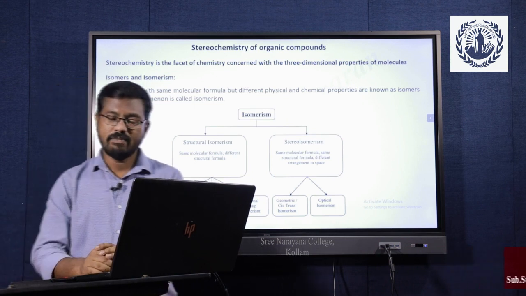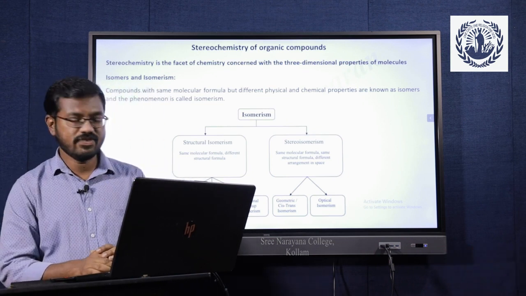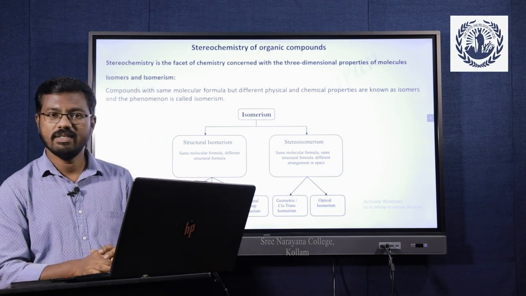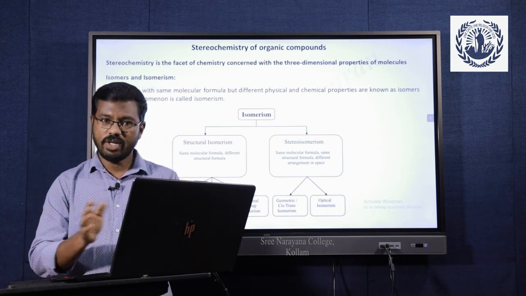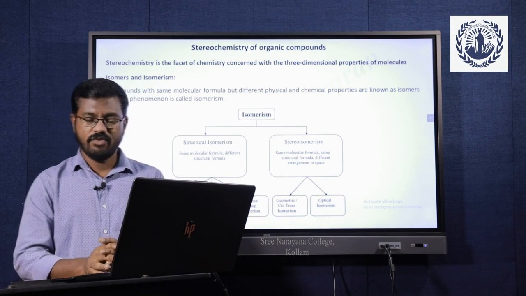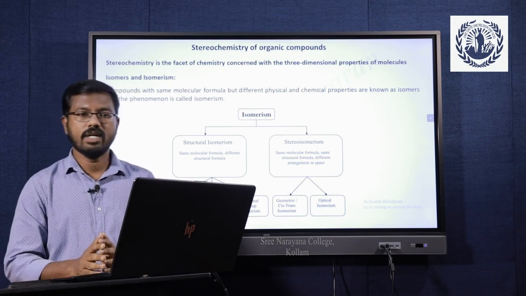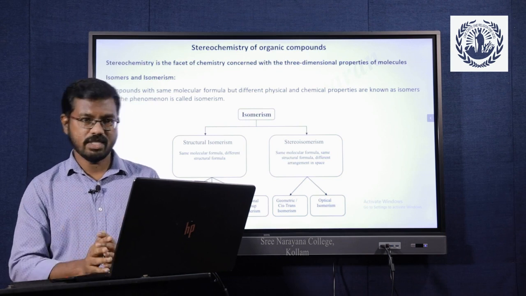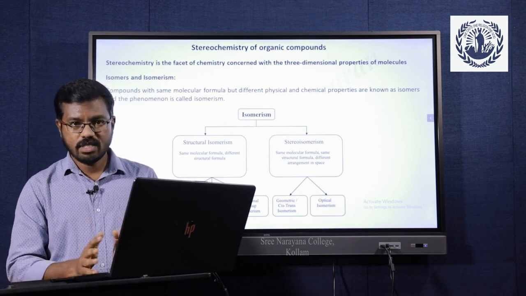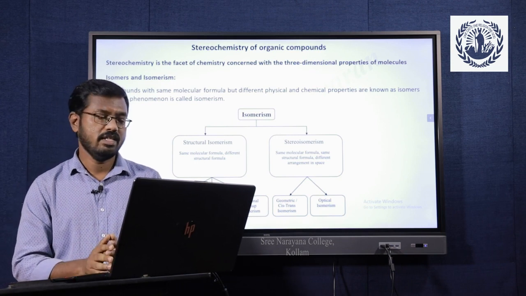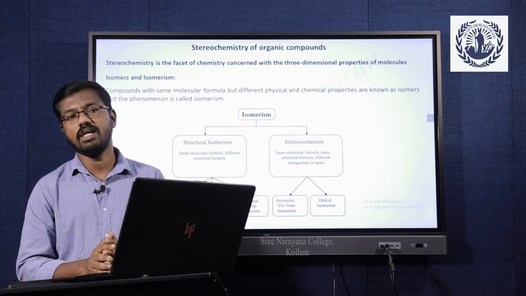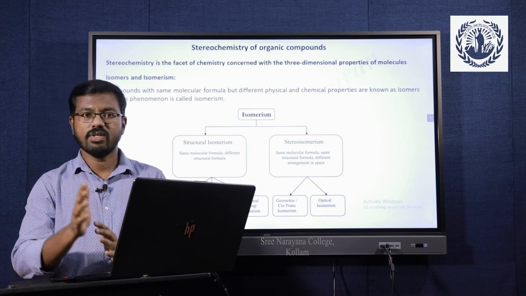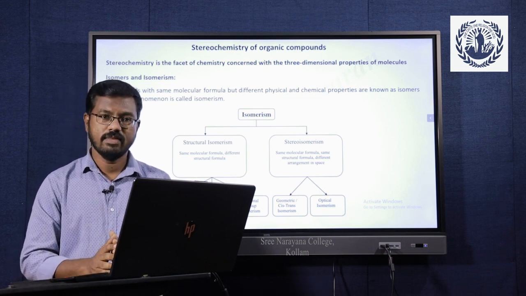Stereochemistry is the branch of chemistry that deals with three-dimensional properties of molecules. Before going into the main topic, we should have some idea about isomerism and isomers. What are isomers? Isomers are compounds with the same molecular formula, but with different structural or spatial arrangement.